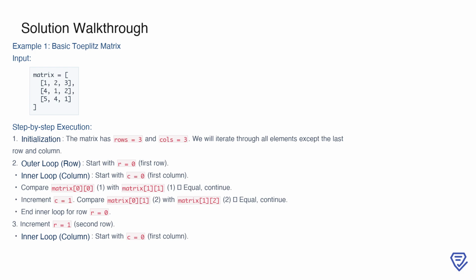Since they are equal, we continue to the next column. At column 1, we compare matrix[0][1], which is 2, with matrix[1][2], which is also 2. Again, they are equal, so we finish checking all columns for the first row. Now, we move on to the next row.